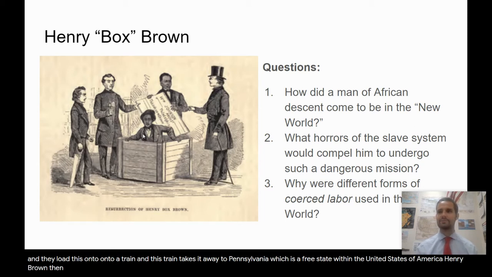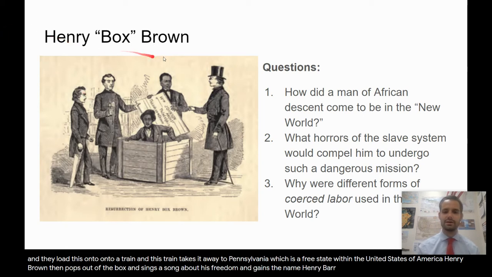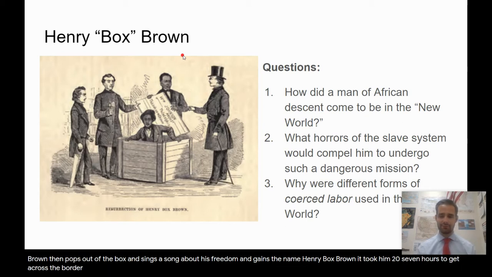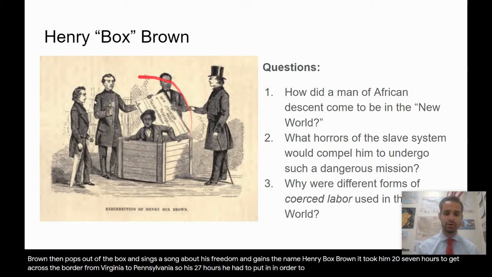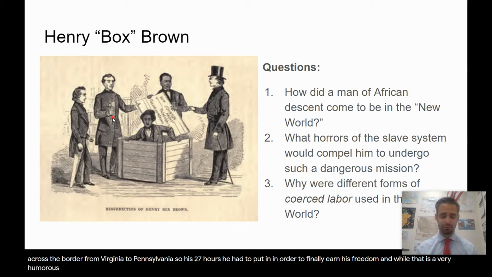Henry Brown then pops out of the box and sings a psalm about his freedom and gains the name Henry Box Brown. It took him 27 hours to get across the border from Virginia to Pennsylvania. So it was 27 hours he had to put in in order to finally earn his freedom. And while that is a very humorous story and something that we can laugh at a little bit, it does bring up a few questions that we really need to address.